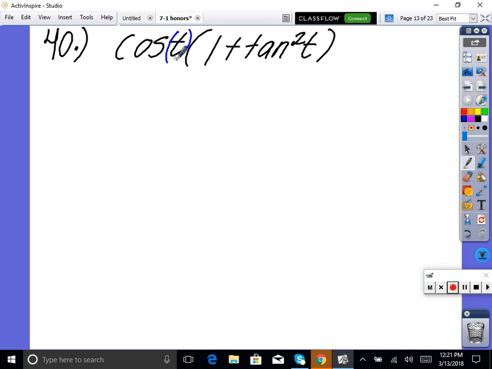T's and plus signs start to get a little ugly, so I'm going to throw some parentheses in there. Okay, once again, the first thing I notice is that there's 2 terms here. If I can write this as one term, I will. If not, I would distribute in cosine of t and see what happens then. We could do that in the beginning, but I'm just going to rewrite 1 plus tangent squared as secant squared. So you have cosine of t times secant squared of t.